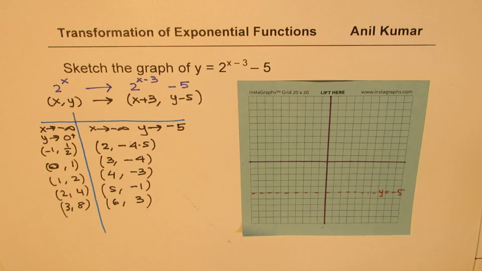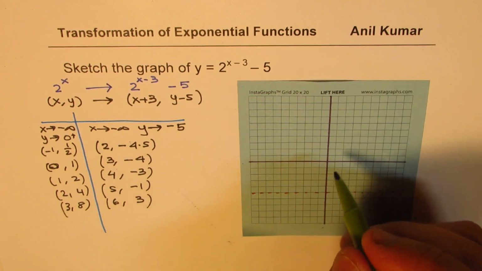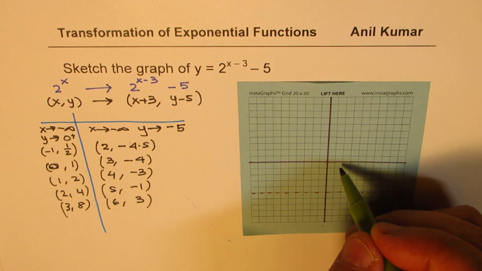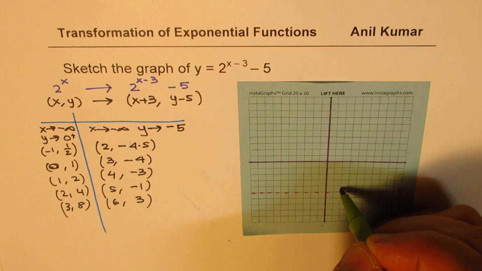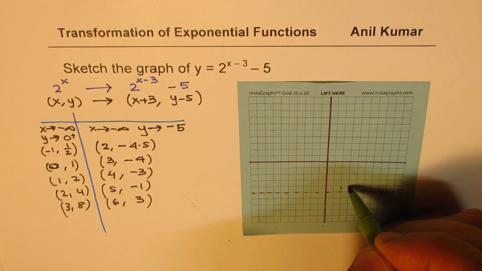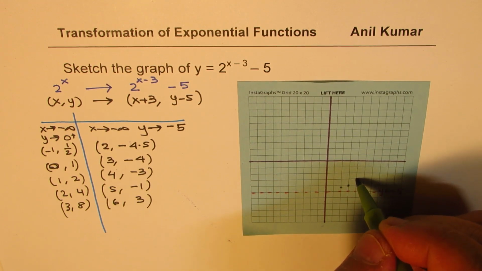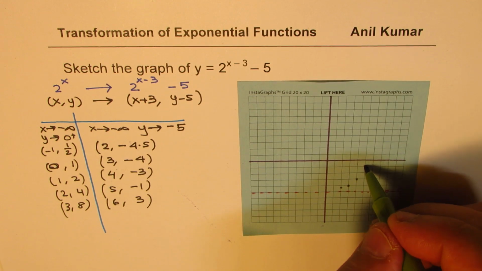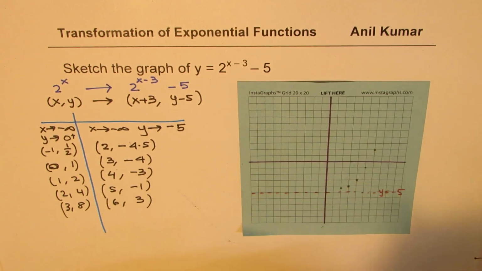Let's plot them. So at 2, we get minus 4.5, right? So 1, 2, 3, 4.5. That is the point. At 3, it is minus 4. At 4, it is minus 3. We're just moving up. At 5, it is minus 1. Right? At 6, it is 3. So these are the points.